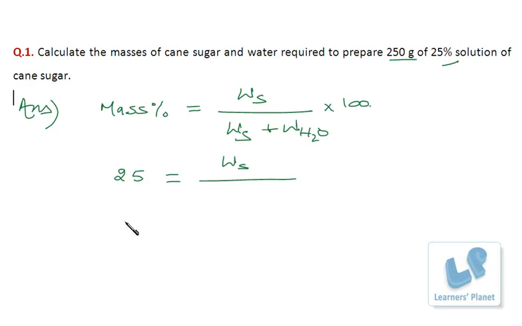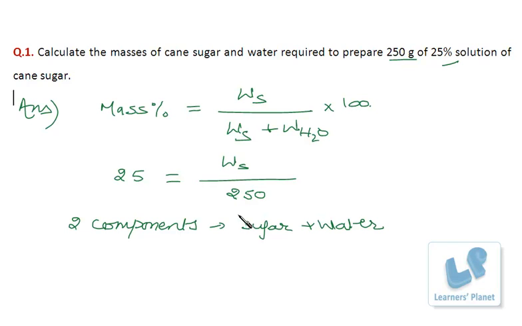Say it's a binary solution. Binary means there are two components. What are these components? These are sugar and water. So this complete will give the weight of the solution. So we know the solution. How much of solution is there? It is 250 grams. So weight of solute divided by 250 grams into 100.